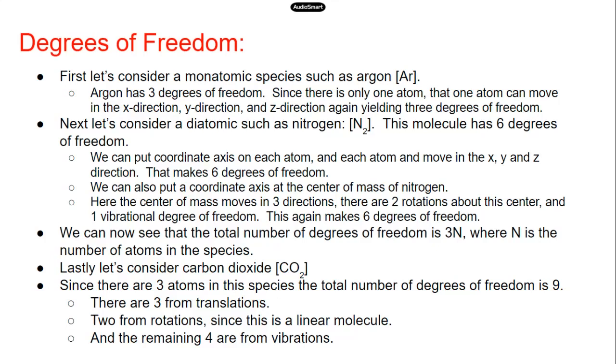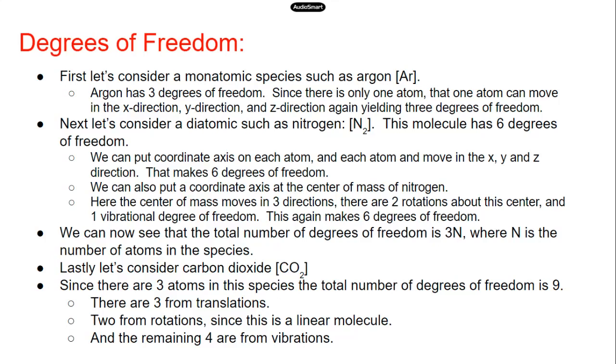So that's 5, okay? But nitrogen has 1 vibrational degree of freedom. So that makes 6: 3 translational, 2 rotational, 1 vibrational, 3 plus 2 plus 1 is 6. So again, the degrees of freedom is conserved. We have 6 if we look at the 2 nitrogen atoms individually, and we have 6 if we look at the system itself.